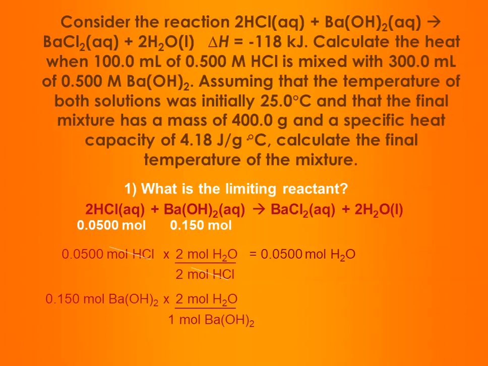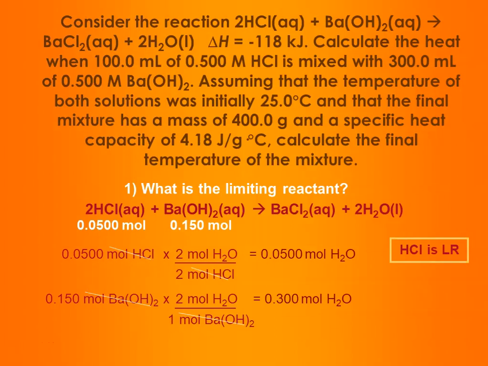And if I did the same thing with barium hydroxide, the ratio would be a little bit different because I only need 1 mole of barium hydroxide to react with the 2 moles of water. And so I actually am able to make more moles of water from my barium hydroxide. So my limiting reactant is my hydrochloric acid.